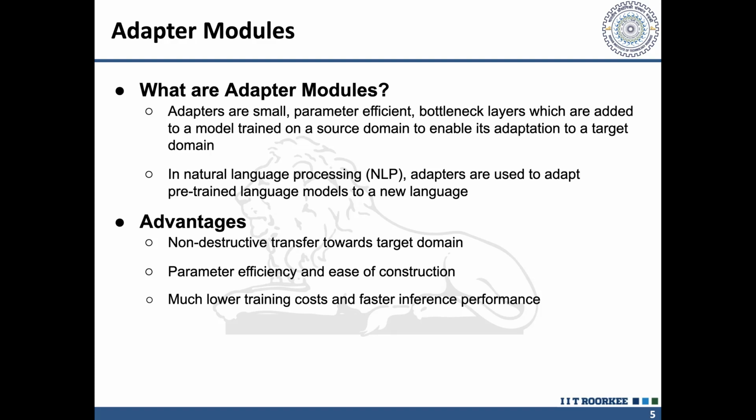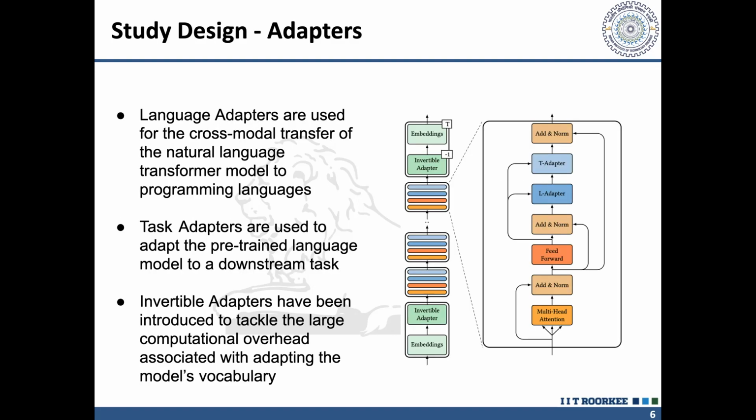A possible solution arises in the form of adapter modules, which are used in NLP and computer vision. Adapters are small parameter-efficient bottleneck layers, which are added to a model trained on a source domain to enable its adaptation to a target domain. They present advantages such as a non-destructive transfer, parameter efficiency, and ease of construction, and also exhibit lower training costs and faster inference performances.